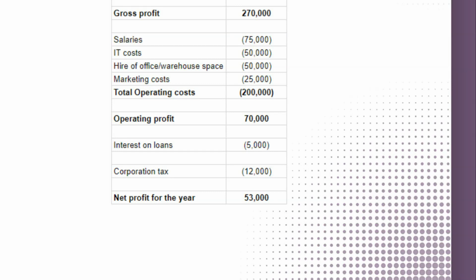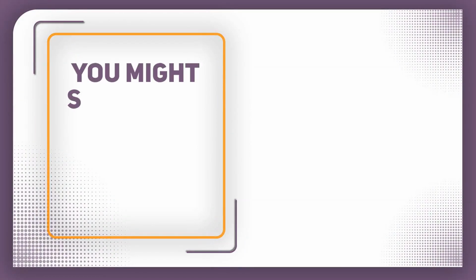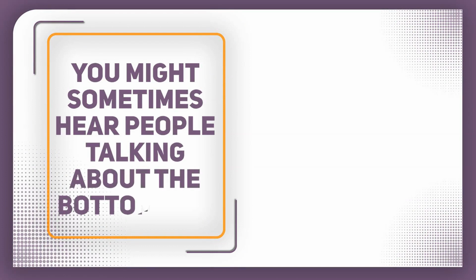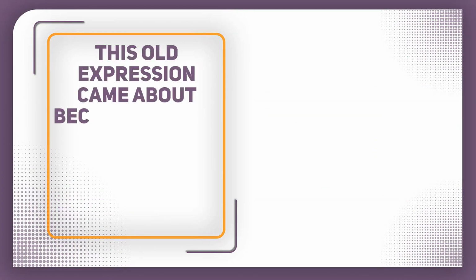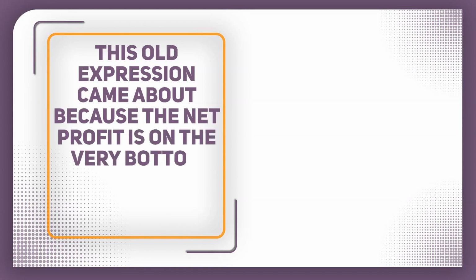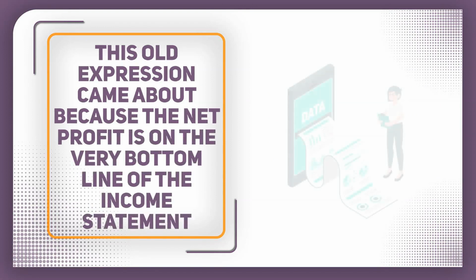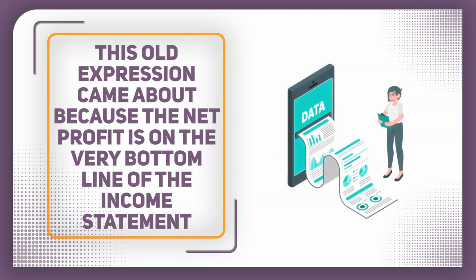And finally, any interest and tax are then deducted from the operating profit to give the net profit figure, the money that is actually left over at the end of the day. You might sometimes hear people talking about the bottom line, perhaps on TV programs such as Dragon's Den. This is another way of describing net profit, and this old expression came about because the net profit is on the very bottom line of the income statement after all the costs of the business have been factored in.